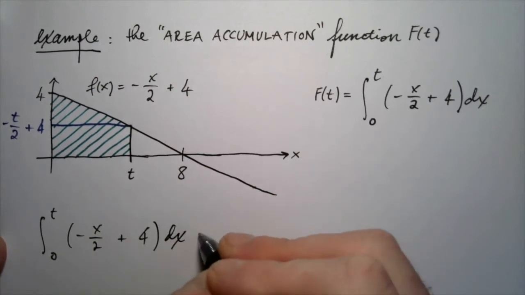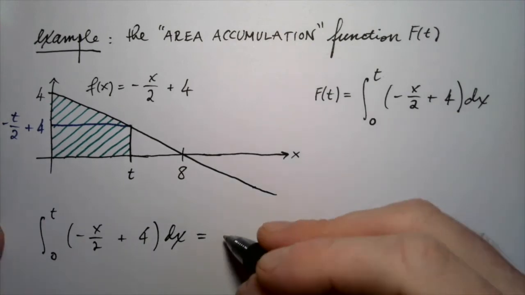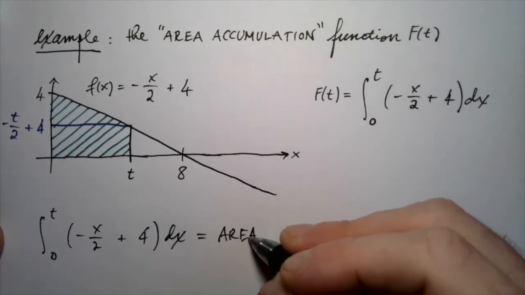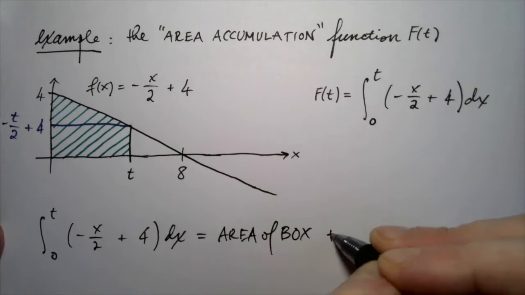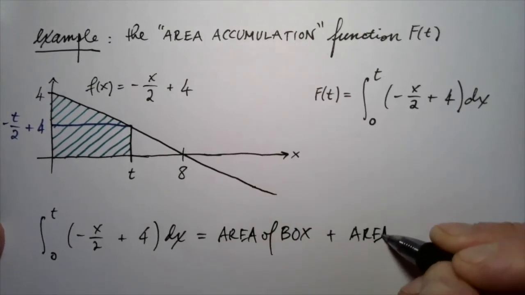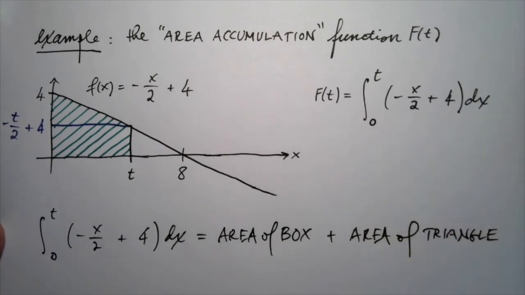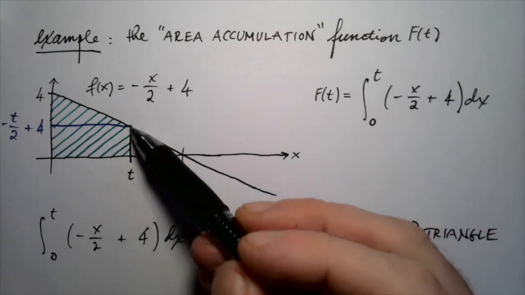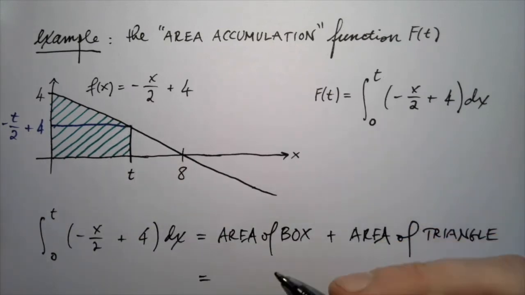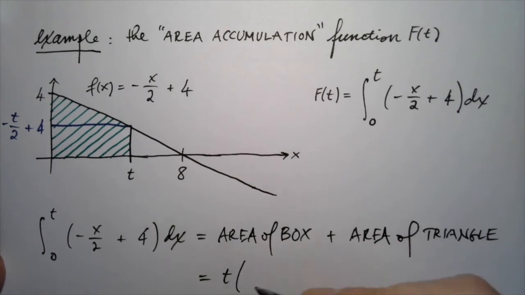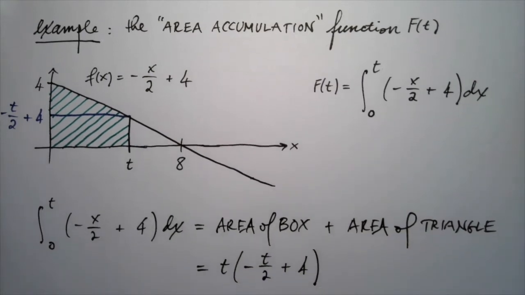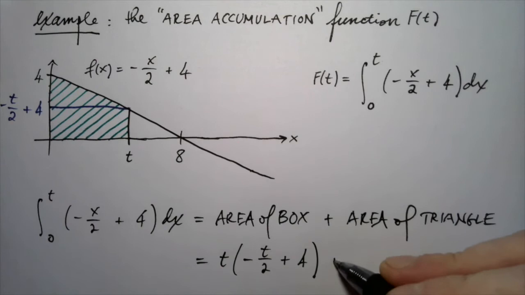So let's write that all down. We're going to compute this area as the area of the box plus the area of the triangle. Sounds good. And then what was the area of the box? I just said it out loud. I'll say it again. This box has width t and height given by this y variable, minus t over 2 plus 4. So the product of those two dimensions is that product right there. That's the area of the box. That's the width times the height of the box.